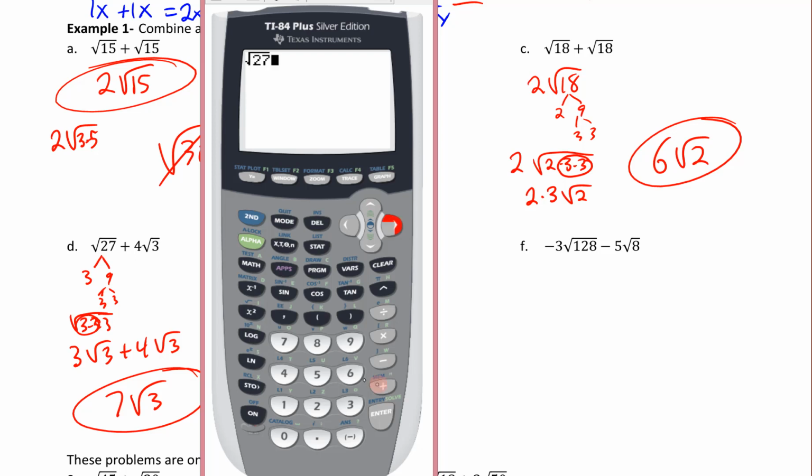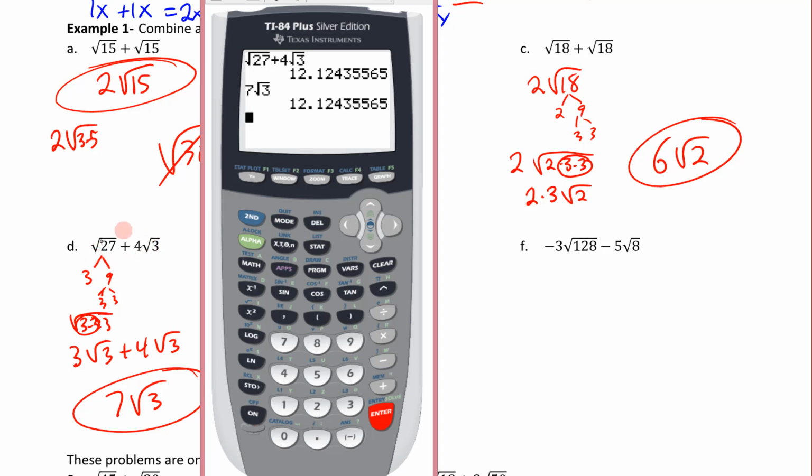And then we've got plus 4 and then square root. We're going to put a 3 there and hop out from underneath. And we end up with 12.124. And then I'm going to type in 7 radical 3. And again, I'm going to hop out from underneath there and take a look at what we get. We get exactly the same thing.